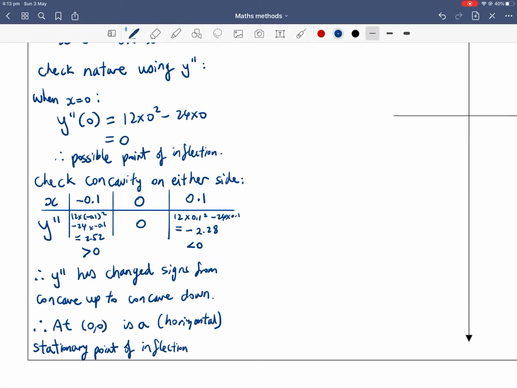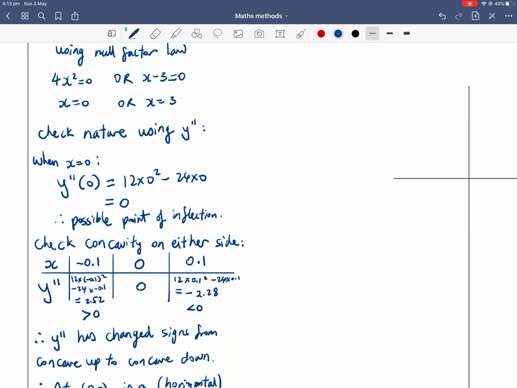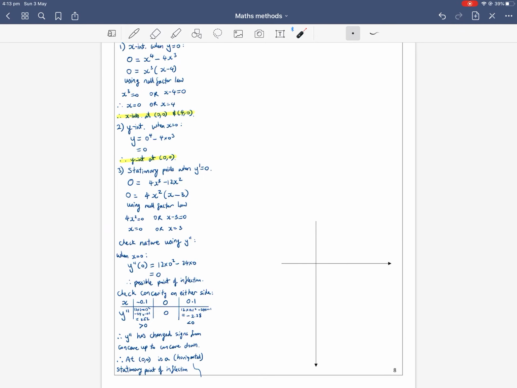And in fact, we know it's going to be of the shape where it goes concave up, so kind of like a smiley face, and then it's going to go concave down, so like a sad face. So we know it's going to go in that shape there. So that's our first stationary point when x equals 0. So we know it's a stationary point of inflection that looks like this shape here, because it goes from concave up, so half a smiley face, to concave down, half a sad face.